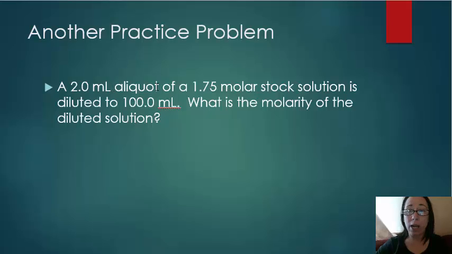Let's look at another one. A 2 milliliter aliquot. That's just a fancy word for portion. We usually use it when we're talking about an amount of volume. So a 2 milliliter aliquot of a 1.75 molar stock solution is diluted to 100 milliliters. What is the molarity of the diluted solution? So again, I want you to stop the video and see if you can figure it out, and once you get it, we'll review it.